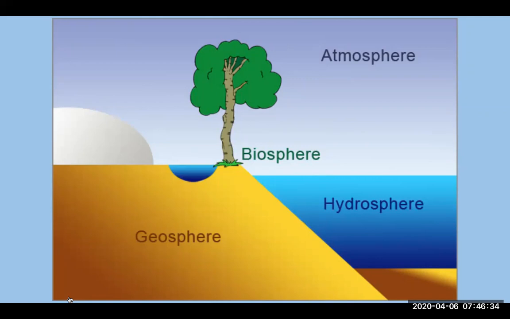Atmosphere, which means air. So that would be the nitrogen, the oxygen, the carbon dioxide. And biosphere, we know that bio means living things. So that's all the plants and animals, anything that's alive on Earth.